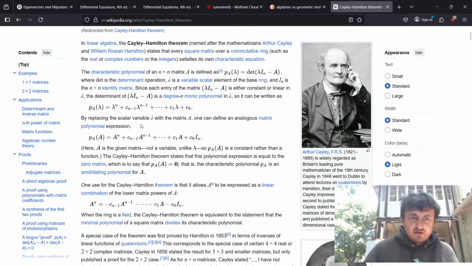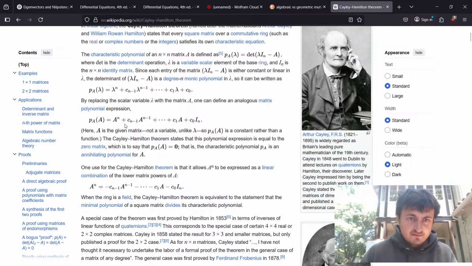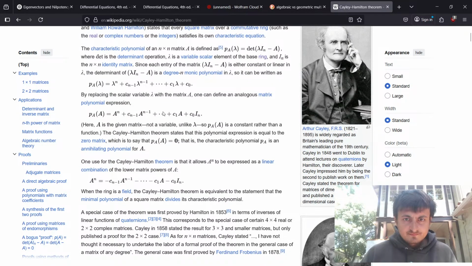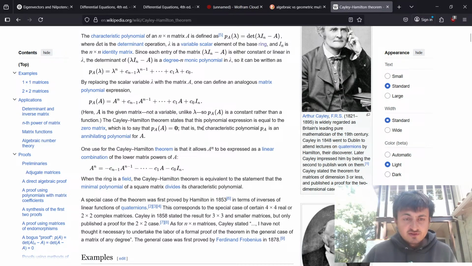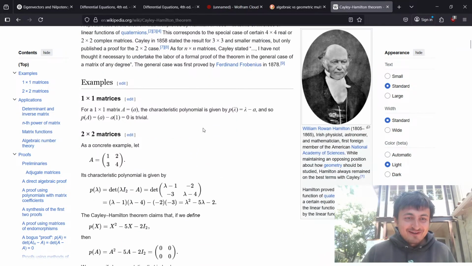By replacing the scalar variable lambda with the matrix A, one can define an analogous matrix polynomial expression. The Cayley-Hamilton theorem states that this polynomial expression is equal to the zero matrix, which is to say that p_A of A is equal to 0. That is, the characteristic polynomial is an annihilating polynomial for A. Whoa. Yo, that's crazy, dude. Why is that? That's so weird, dude.